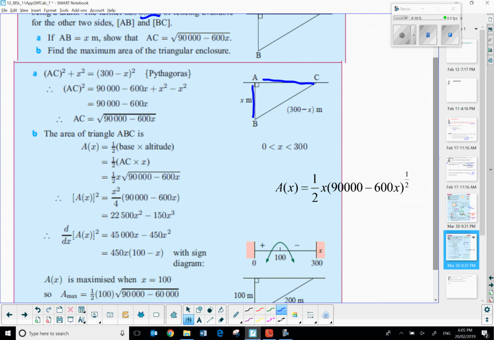this equation. And if you're on a non-calculator paper, remember this is a product rule because we've got this function times that. So use your product rule. And then once you've differentiated, equate it to 0 to find your stationary points.